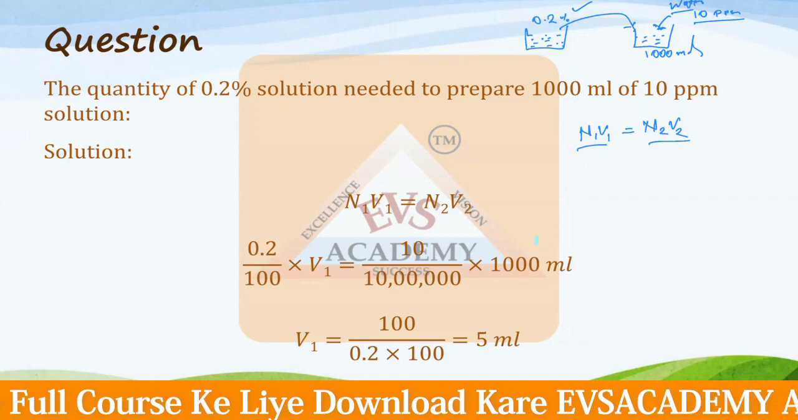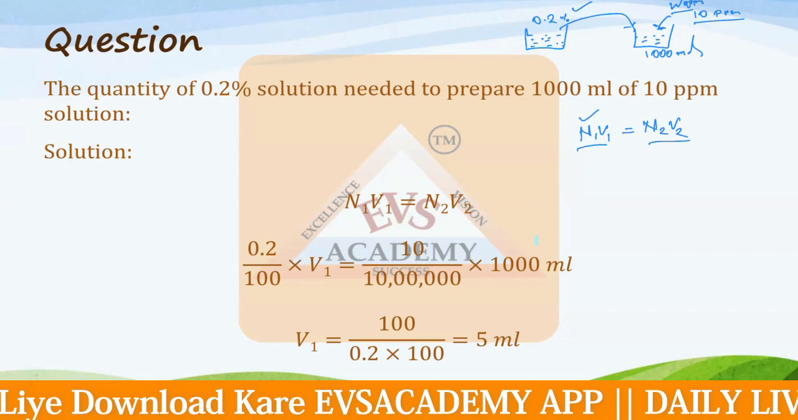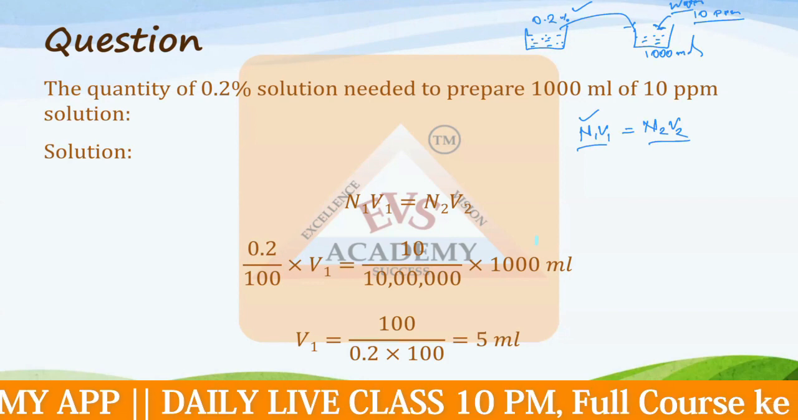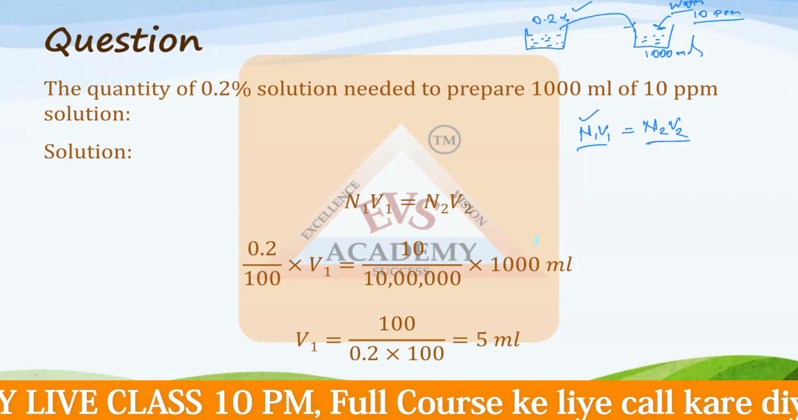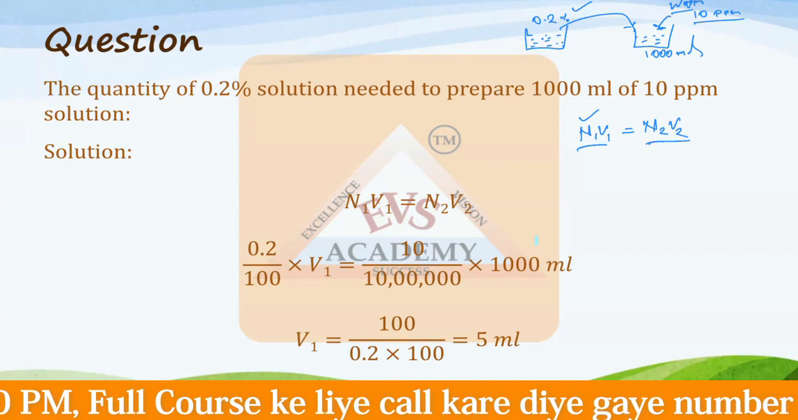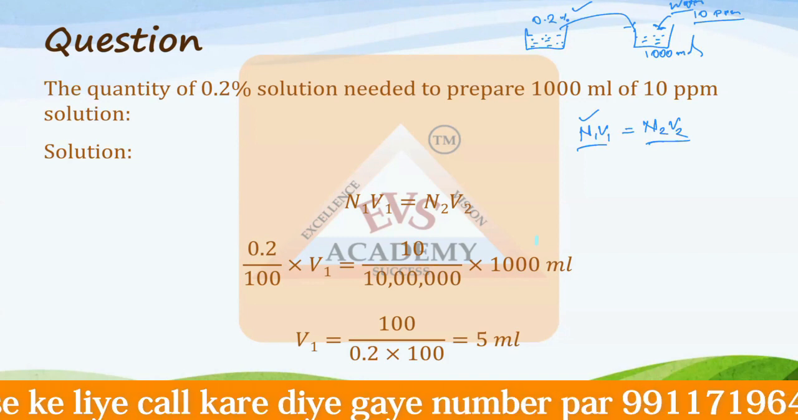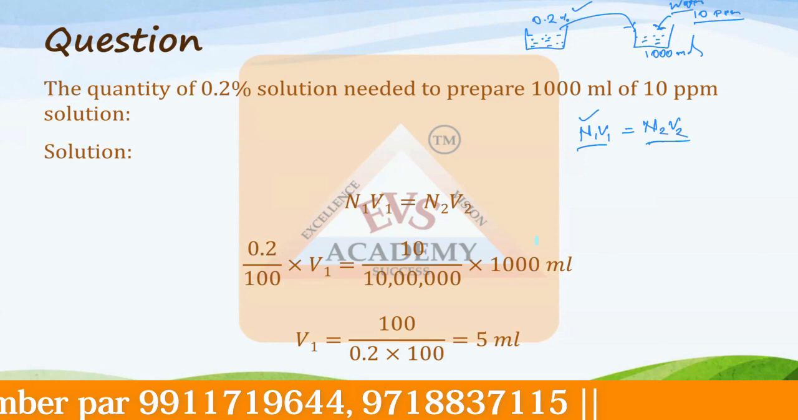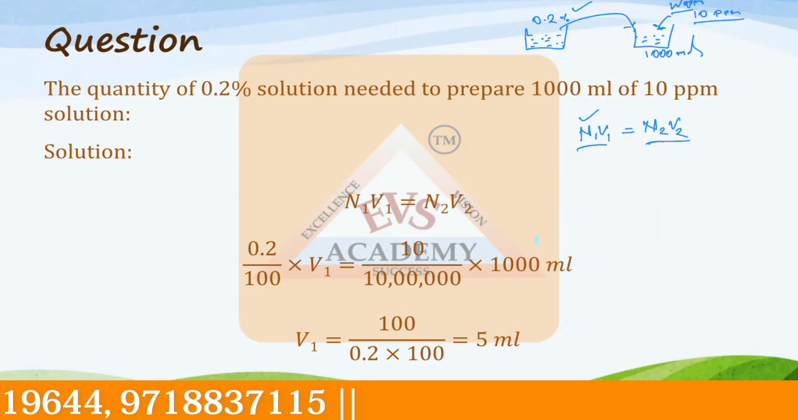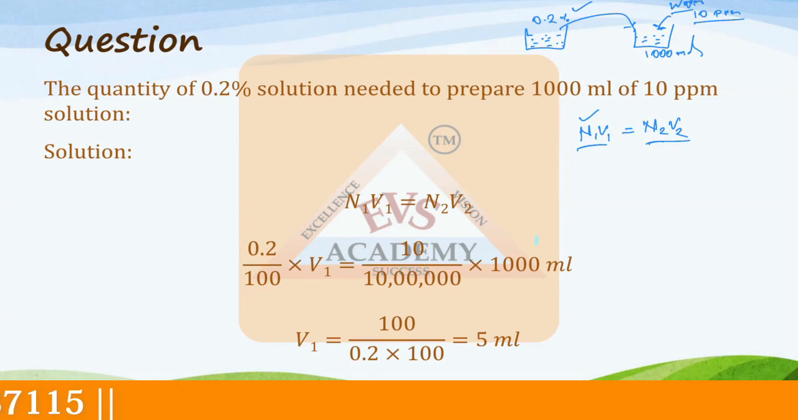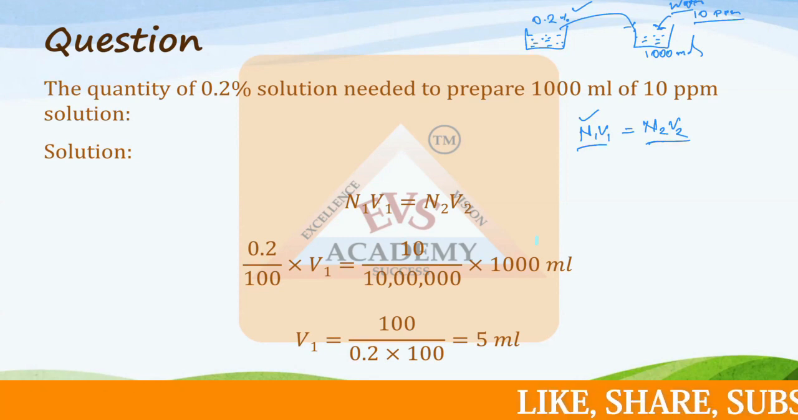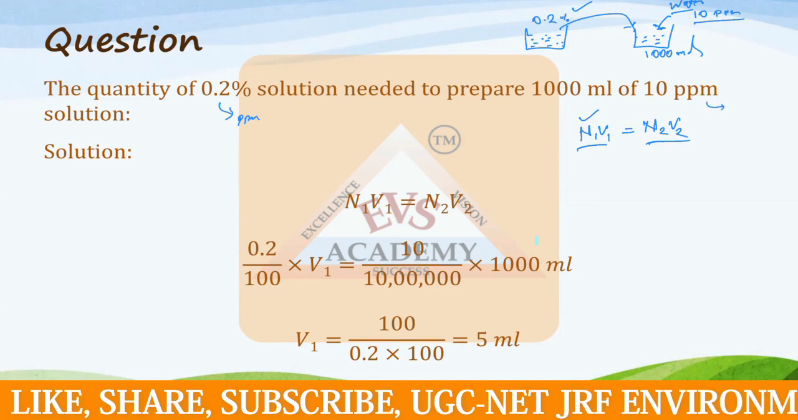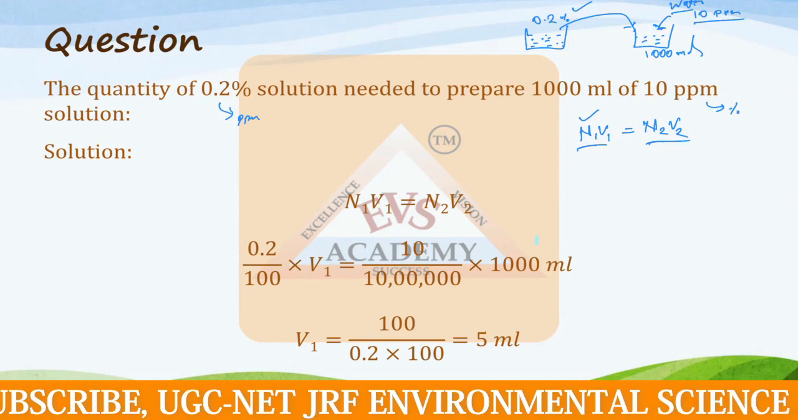Now N is the unit here. It can be normality, molarity, ppm or percentage as well. But both units should be equal. If you are taking N1 as normality, you cannot take N2 as molarity. N2 should also be normality. If N1 is in percentage, N2 should also be in percentage. If N1 is in ppm, N2 should also be in ppm. So you have to equalize both N1 and N2. Either convert this 0.2% into ppm, or convert this 10 ppm into percentage. That would also be okay.